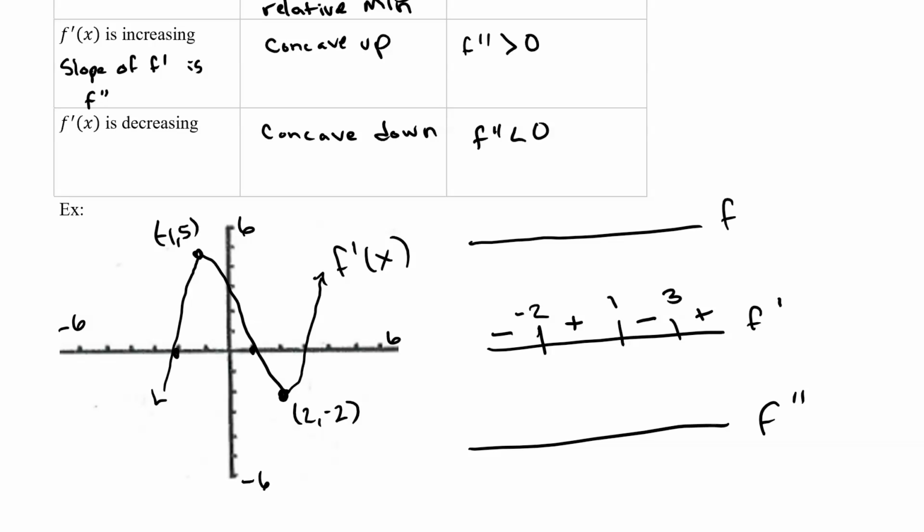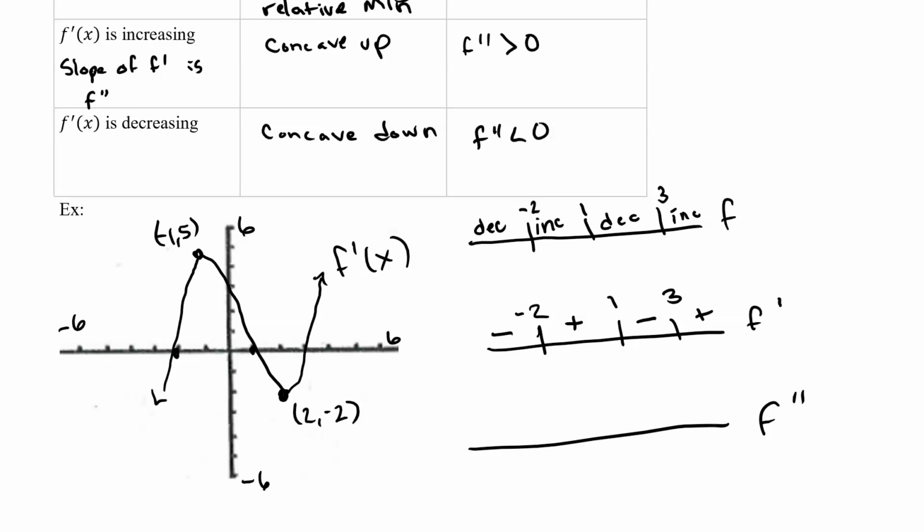So that's going to tell me that my original graph until -2 is decreasing because my first derivative is negative. And then I'm increasing between -2 and 1 because my first derivative is positive. I'm decreasing between 1 and 3 because my first derivative is negative. And then I'm increasing from 3 all the way to the right because my first derivative is positive.